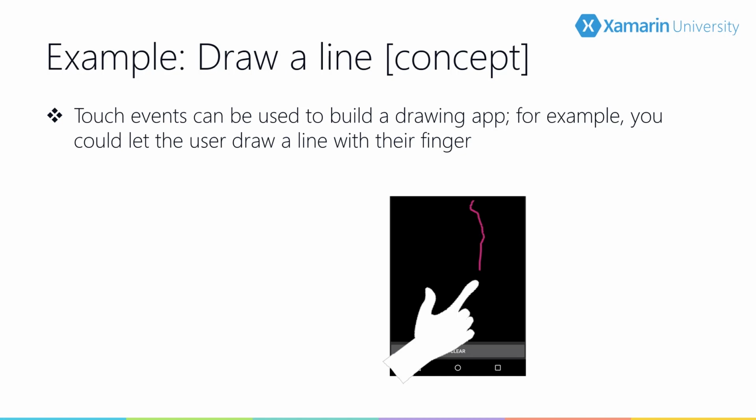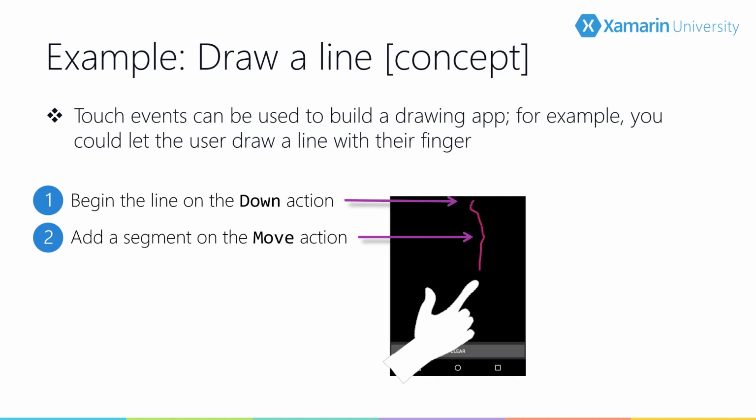Let's talk about this conceptually. So what would you do on the down action? Well, when the user first touches the screen, you want to begin a new line. And then what would you do on the move action? Well, as the user moves their finger across the screen, you need to use the X and Y points to add a segment to the line.